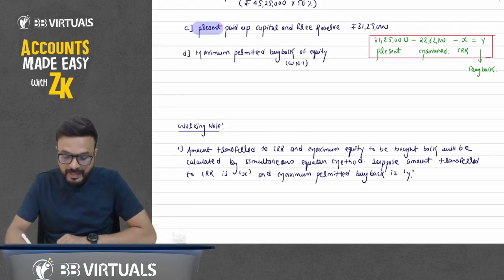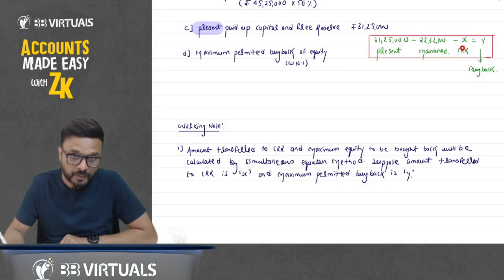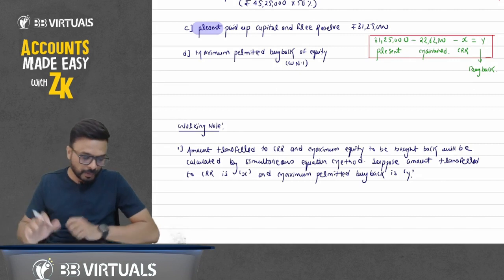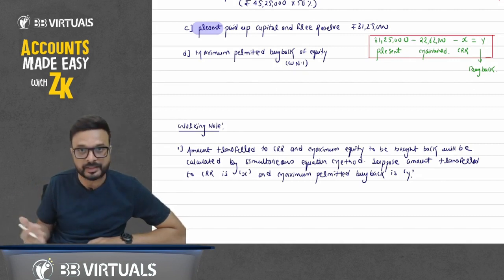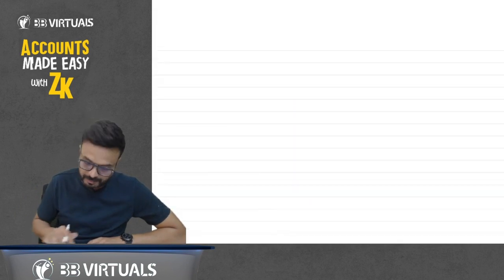So what does X represent here? The amount of CRR. What is Y? The maximum permitted buyback amount. Okay, now write down here. I'm writing on the next page. You have to write it below this.